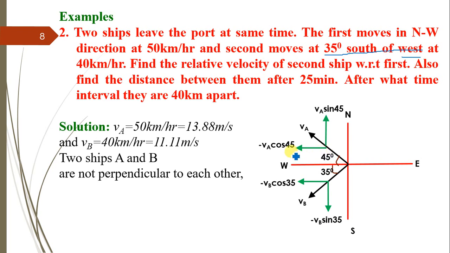So here VA is resolved into x and y components as minus VA cos 45 and VA sin 45. Then VB is also resolved. The angle is made with respect to x, so the x component is cos 35 and the y component is sin 35.